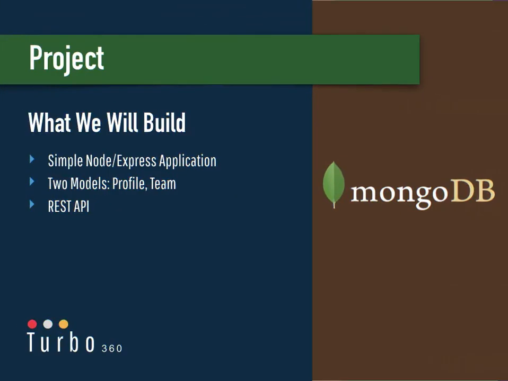So what we're going to build in this tutorial is a very simple Node Express application deployed on Turbo using the Mongo database, of course, and it's going to have two models. It's going to have a profile and a team, so it's going to simulate sort of a project for a team, like some sort of sport or a recreational league, something like that. We're going to use a REST API to interface with the data, so we're going to set up a basic REST API for all the querying and inserting data and things of that sort.